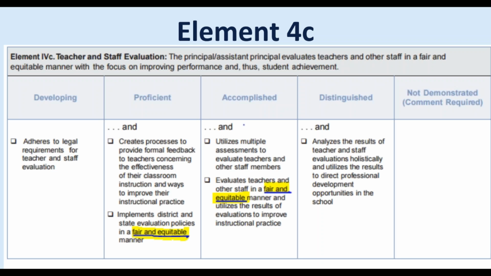So moving on to element 4C. No, not moving on, but going back to the element 4C rubric. Under proficient, we have two category indicators. Creates processes to provide formal feedback to teachers concerning the effectiveness of their classroom instruction and ways to improve their instructional practice, and implements district and state evaluation policies in a fair and equitable manner. The accomplished indicator builds on the previous, and the distinguished category suggests that principals use the data collected from the evaluation to provide PD and other opportunities for the school.